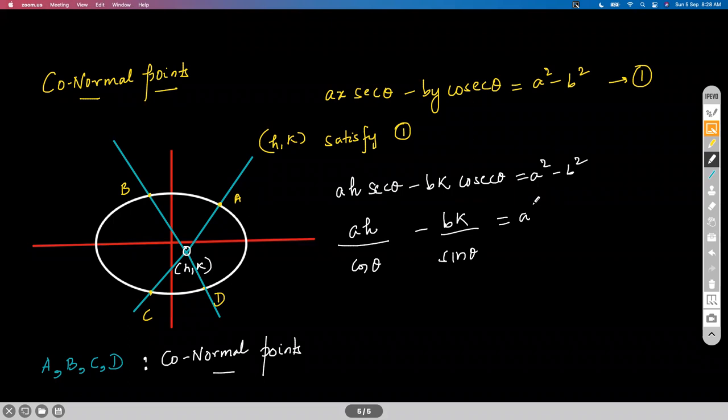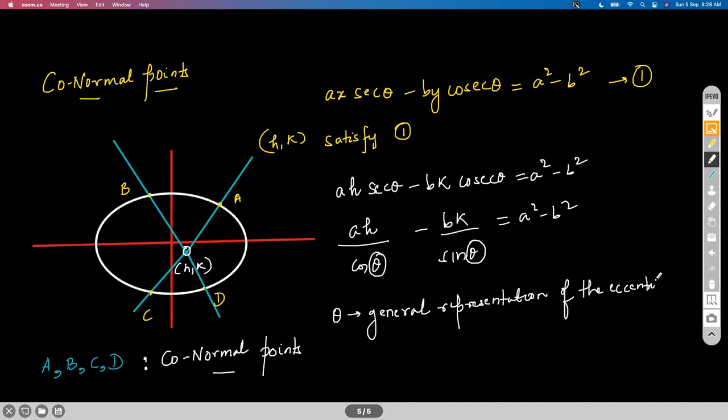Now, listen to this simple analysis of mine. This theta that you have in the equation is a generic representation of the eccentric angle of the foot of the perpendicular, right? So this theta is a general representation of the eccentric angle of A, B, C, D, correct? That means, let's say this is in reality alpha, this is in reality beta, this is in reality gamma, this is in reality delta.